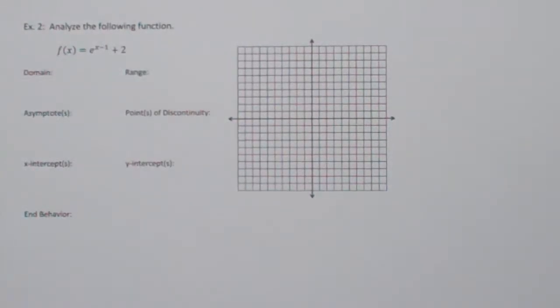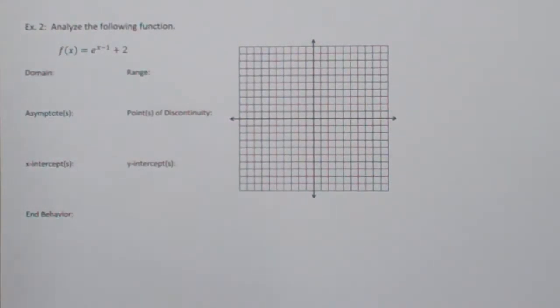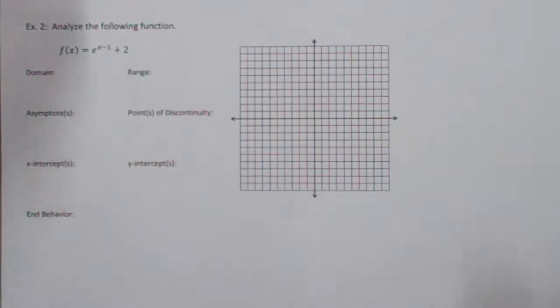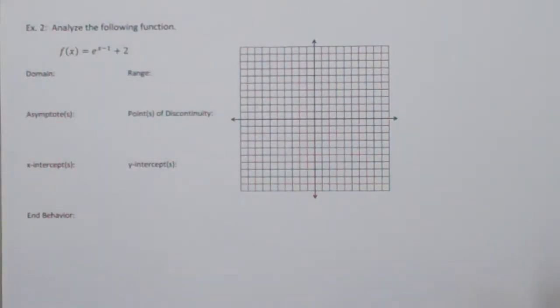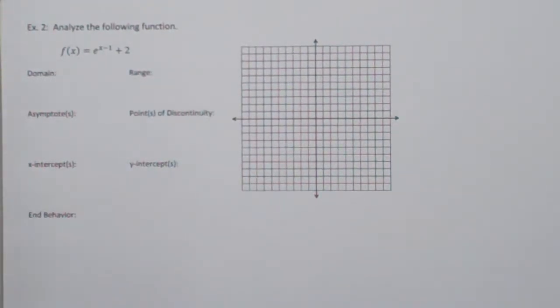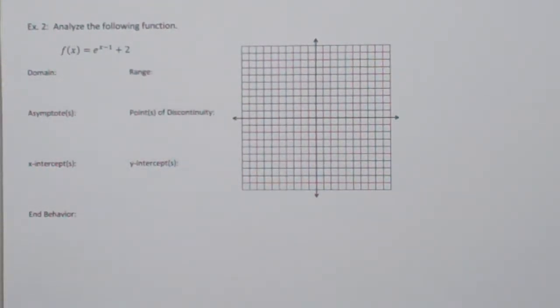In example 2, we want to analyze this function f of x, and we have an e in there, so that'll be nice and fun. And we're going to start off with any asymptotes for this guy. This is an exponential function, so for our asymptotes, we know that there's only going to be one, and it's going to be a horizontal asymptote.